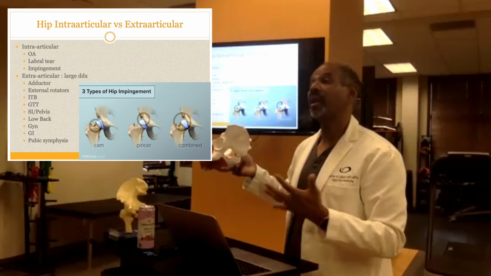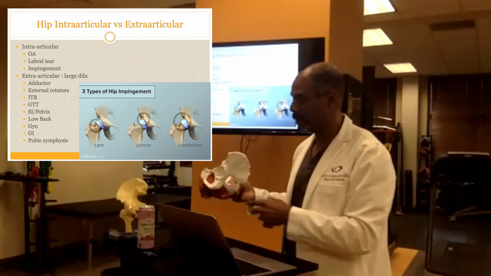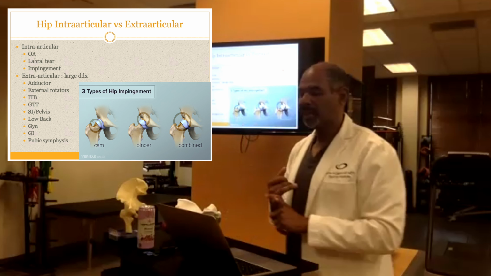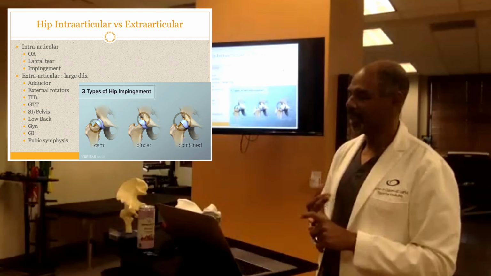And you can imagine if you have a problem with the labrum, it can give you pain, it can give you instability, it can give you multiple issues. So with intra-articular problems, I think of three primary things that can be going on: arthritis, labral tear, and impingement.